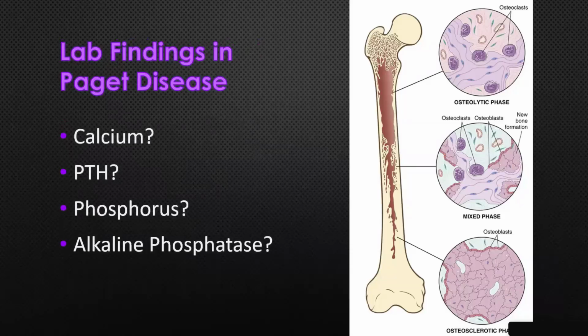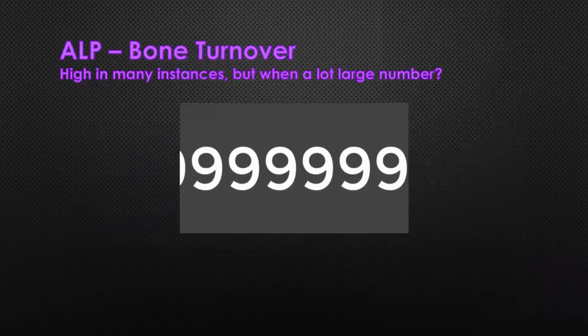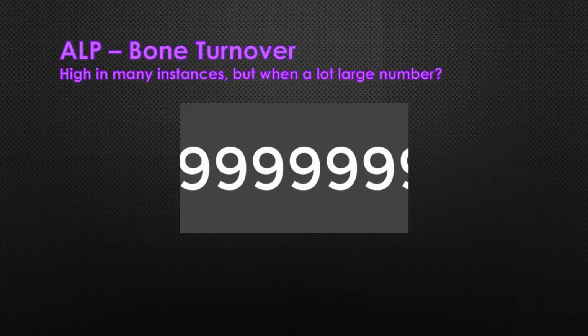All right, what do you think about the other lab findings? Most of these will actually be normal. And so if they're normal or close to normal, and the ALP is just skyrocketingly elevated, it's probably Paget disease. Yeah, normal PTH, normal phosphorus. Maybe one of these will be slightly low, but what's that? Know that the ALP, if it's just off the charts, skyrocketing, here's your little reminder for that. If it's a large number, think Paget's.